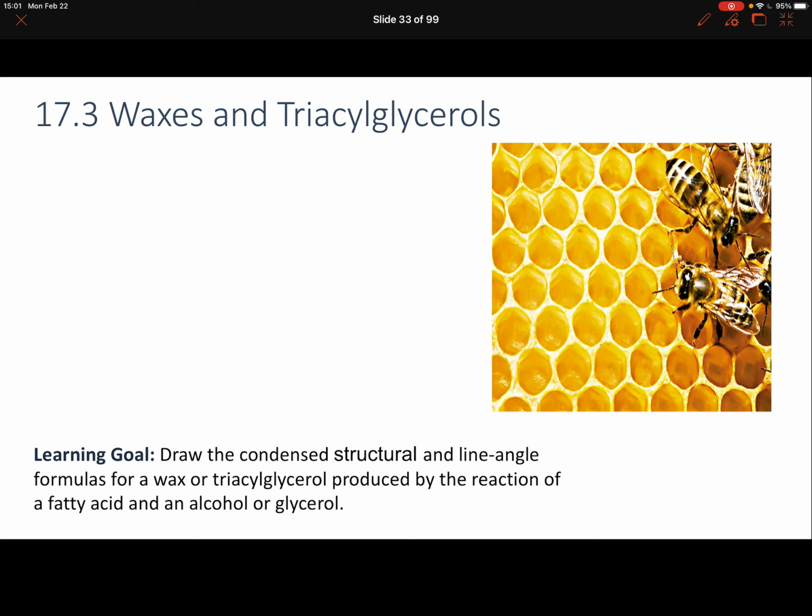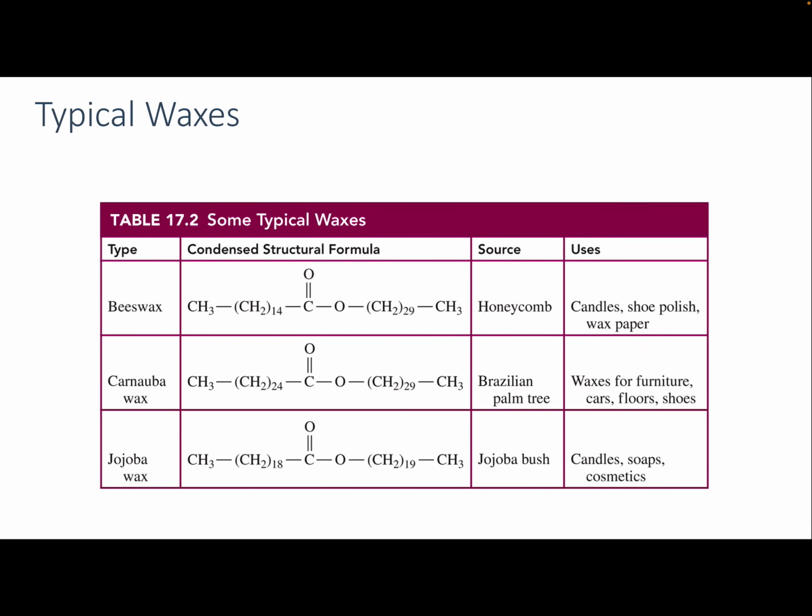The goal here: draw condensed structural and line angle formulas for the wax or triacylglycerol produced by the reactions of fatty acids with alcohols or glycerol. So yeah, we talked about bees for a little bit, but waxes are esters of long-chain fatty acids and long-chain alcohols, each containing between 14 to 30 carbon atoms.